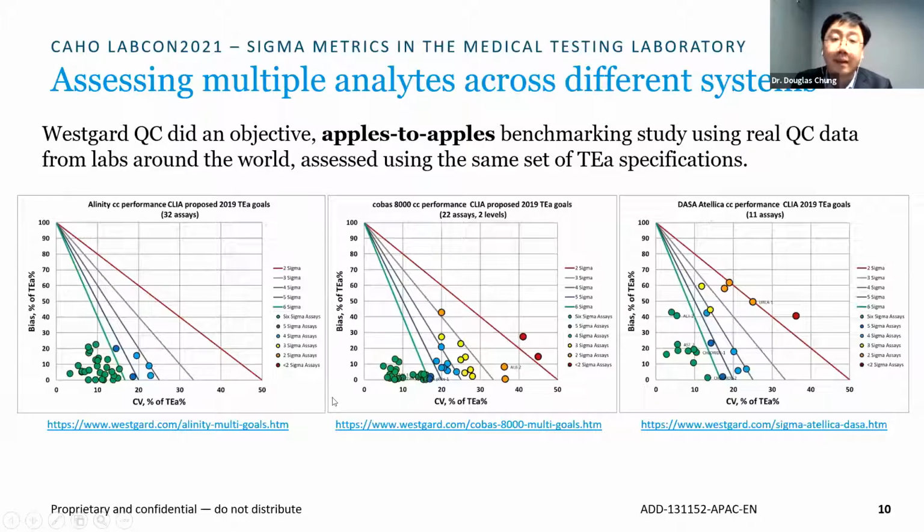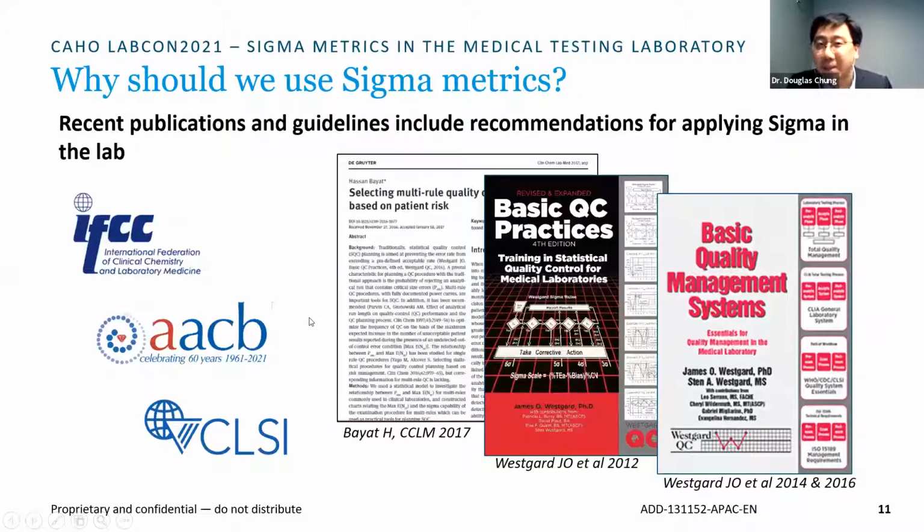Now, why should we use sigma metrics in the medical lab, right? That's because recent publications and guidelines include recommendations for applying sigma. You have IFCC, AACB in Australasia, as well as the CLSI in the US, and multiple recent publications as well. Let's take a look at the CLSI. In 2016, the new C24 guideline came out. This is the 4th edition.